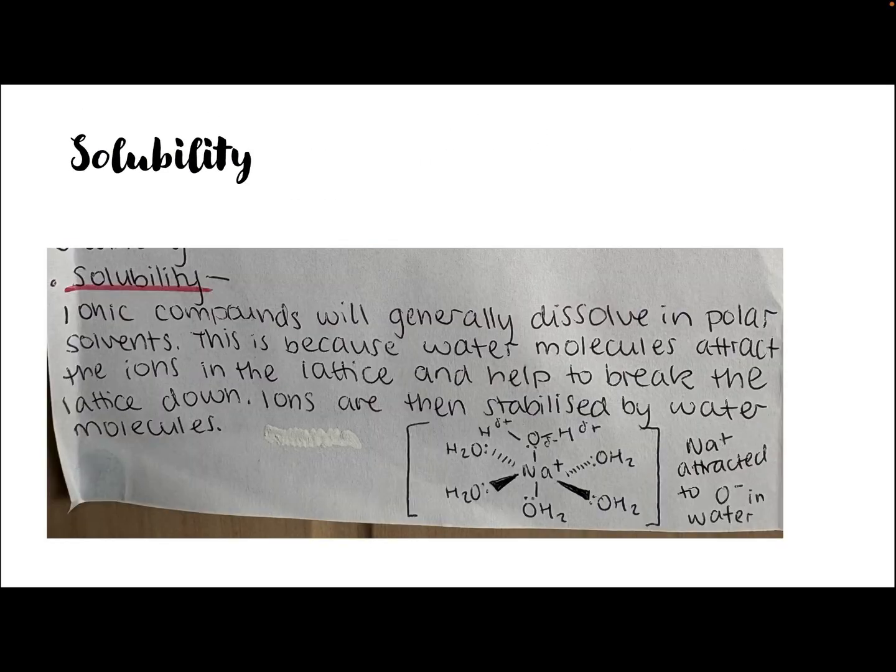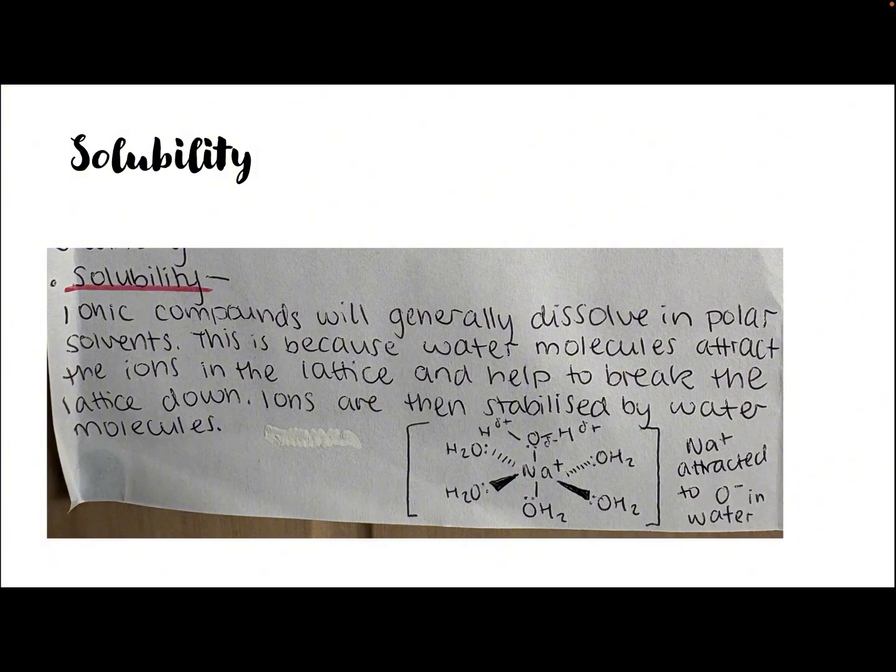Okay, and finally, the solubility of ionic compounds. They can generally dissolve in polar solvents, and that's because the water molecules are able to be attracted to ions in the lattice, and that means that they are able to break the lattice down.